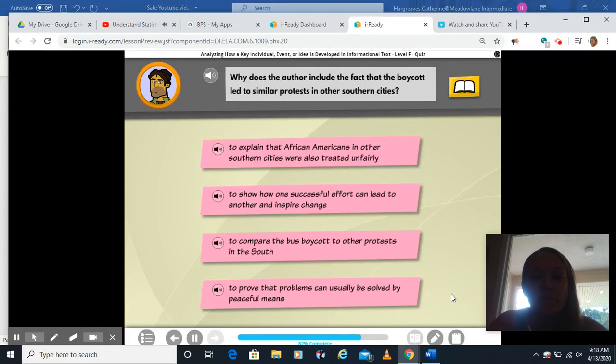Good morning, guys. We're back to finish up analyzing a key individual, event, or idea in informational text. We're in the last two questions here.